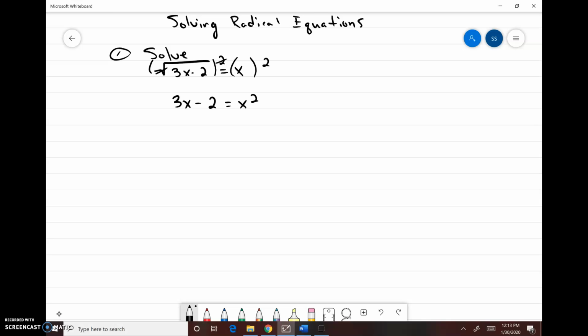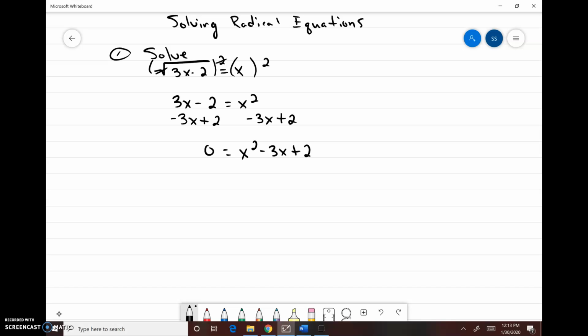All right, now what we see is that we have a quadratic equation now. And so we want to solve this quadratic equation. So remember, in order to do that, we first need to get it equal to 0. So we need to bring this 3x over and this negative 2 over. So to do that, we're going to do the opposite operations. So minus 3x and plus 2. That's going to give us 0 on the left equals x squared minus 3x plus 2.